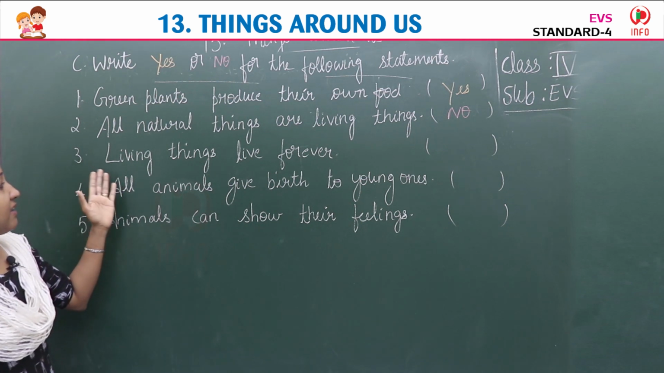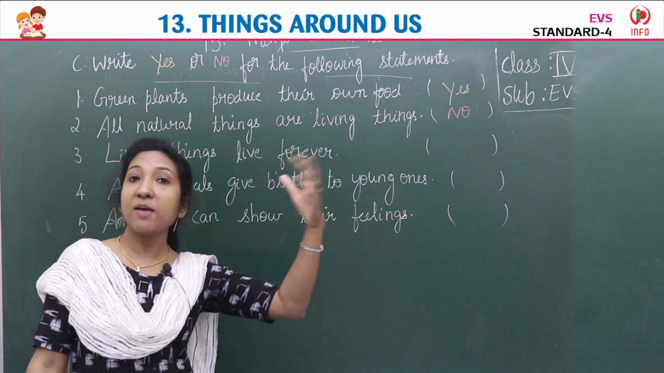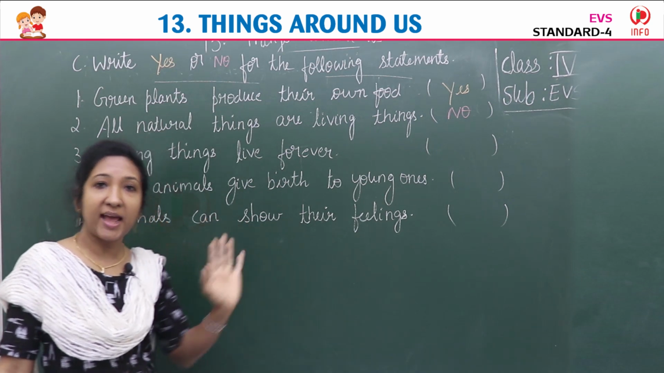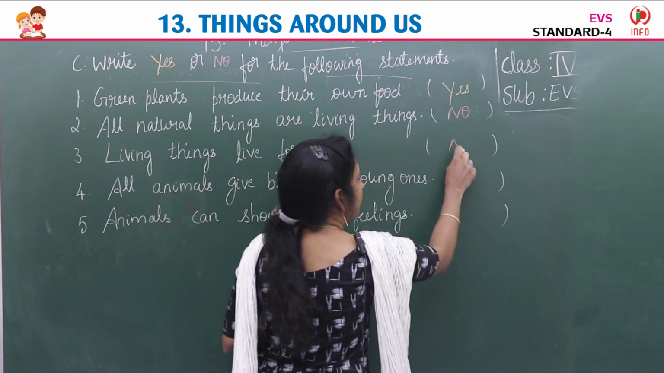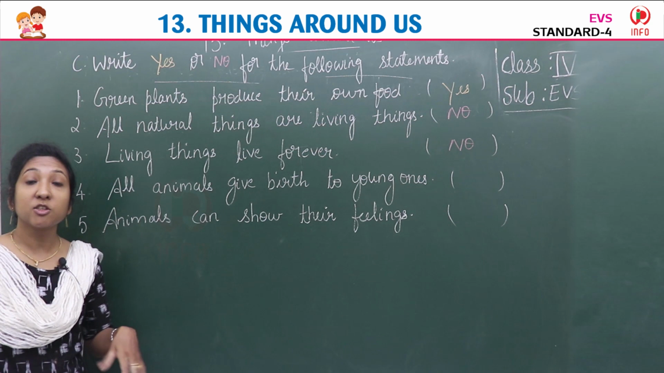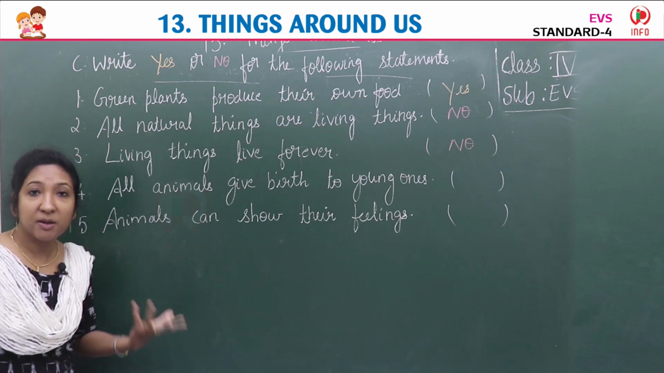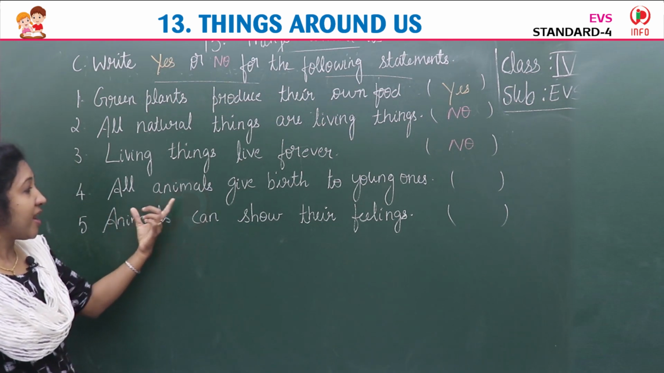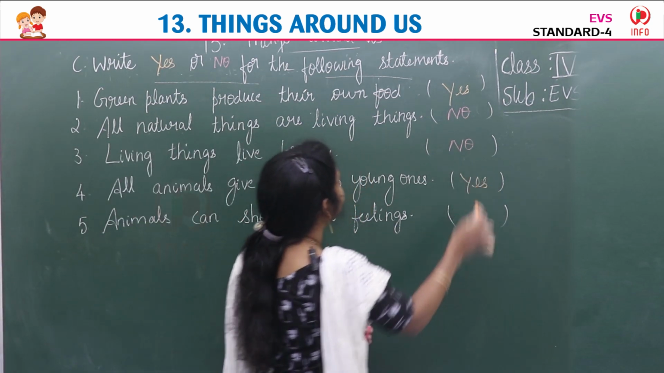So, third one, living things live forever. Living things grow, they move, they grow and mature and they die also. So, they live forever means no, they die. So, living things live forever is a wrong statement. So, you have to write no. Okay. Now fourth one, all animals give birth to young ones, isn't it? They reproduce. Animals reproduce. They produce babies. So all animals give birth to young ones is a correct statement. So yes.